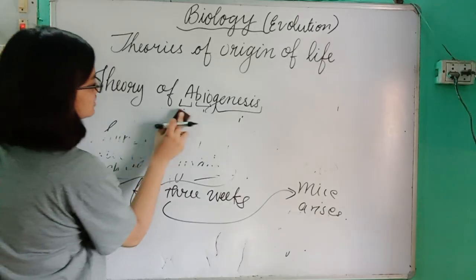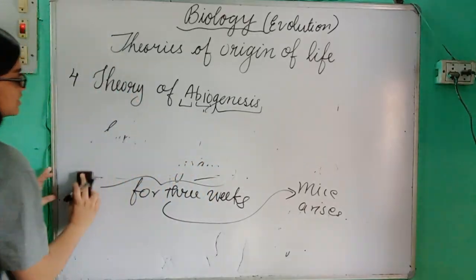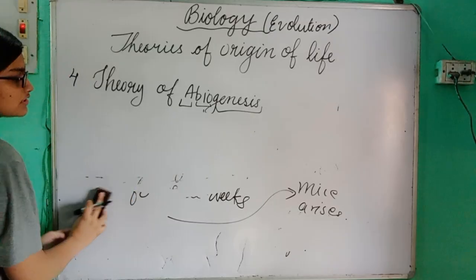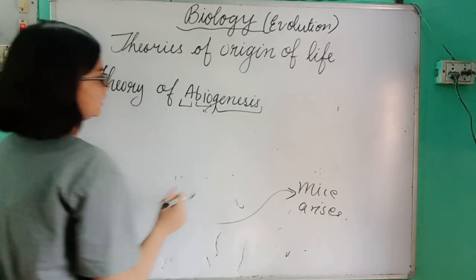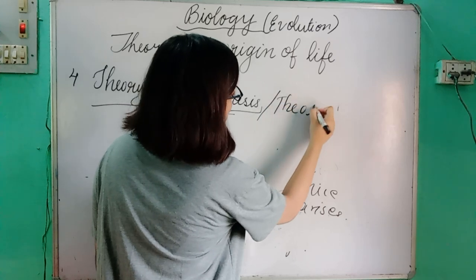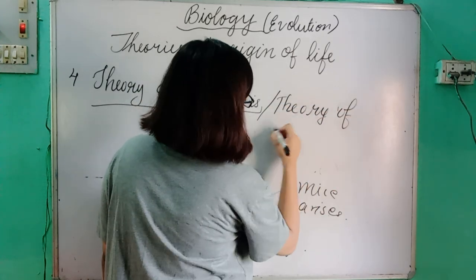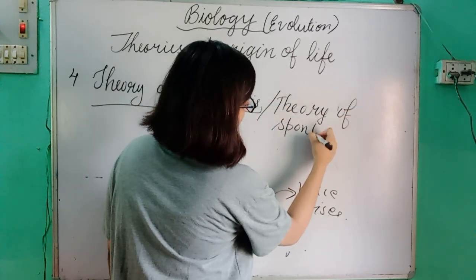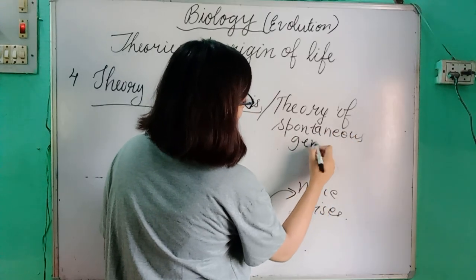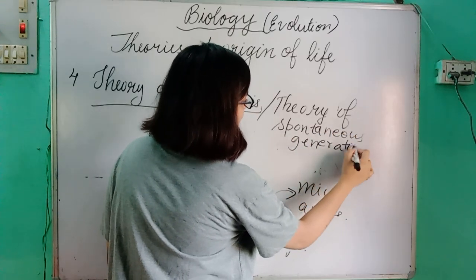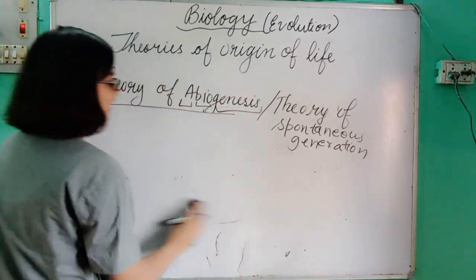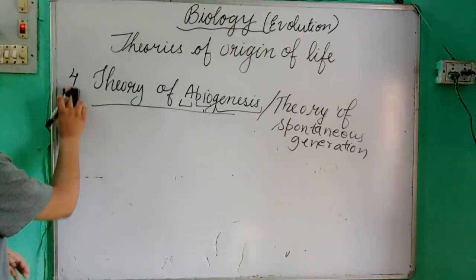However, there was a theory of biogenesis, the next theory, which disproved this theory. The theory of abiogenesis is also known as theory of spontaneous generation. That means theory of abiogenesis or theory of spontaneous generation. So this theory we have already seen. Now we are moving on to the next theory, that is theory of biogenesis.